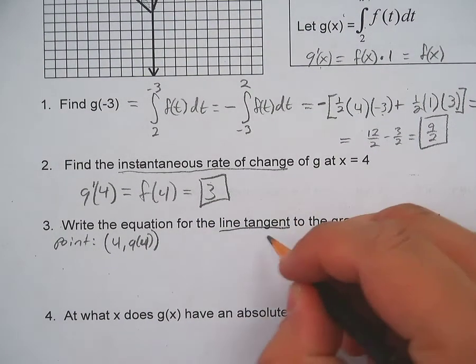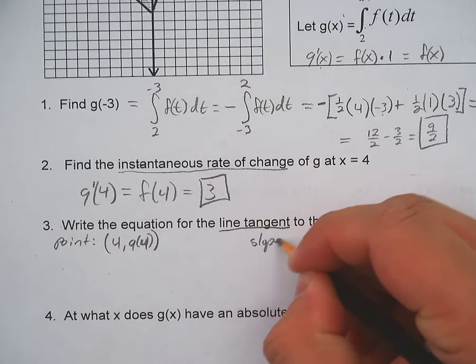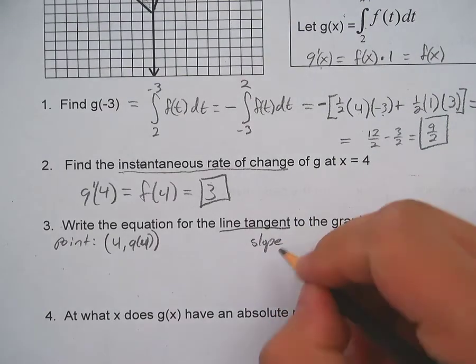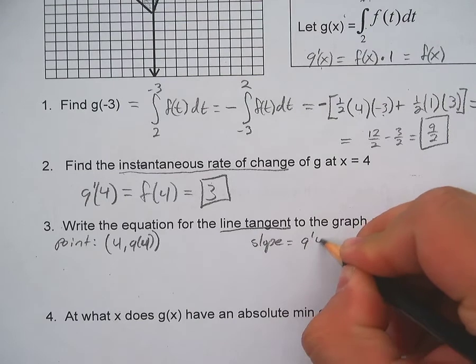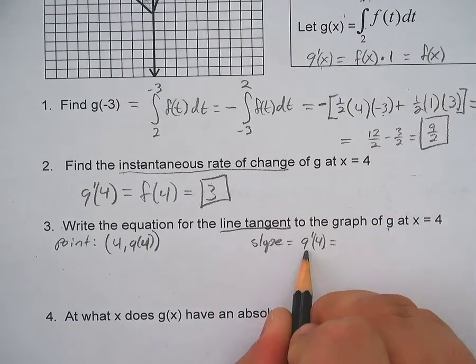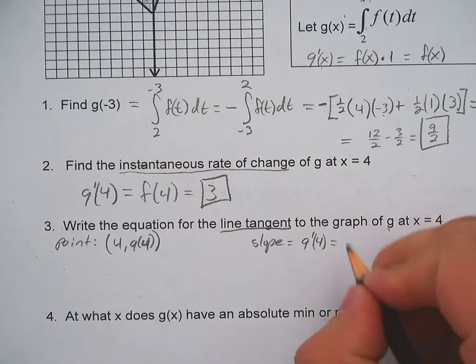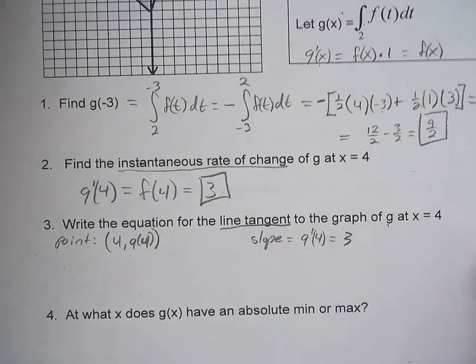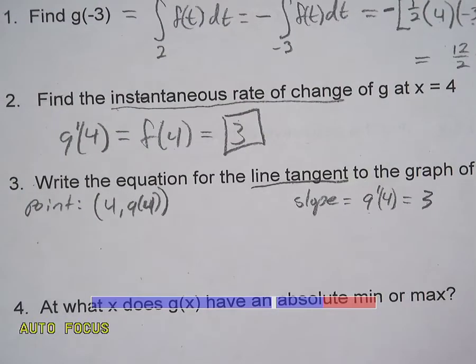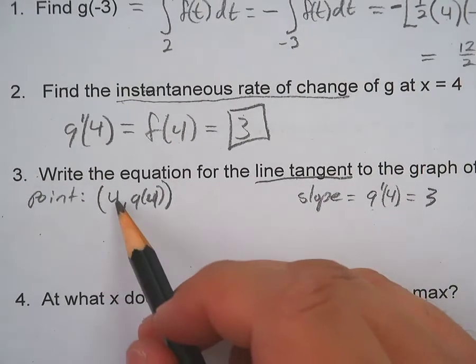And then a schlop, which is going to be G prime of 4. I already found G prime of 4. It's right up here. It's 3. Oh my gosh, I'm having such a fantastic day. The point is 4 comma G of 4.